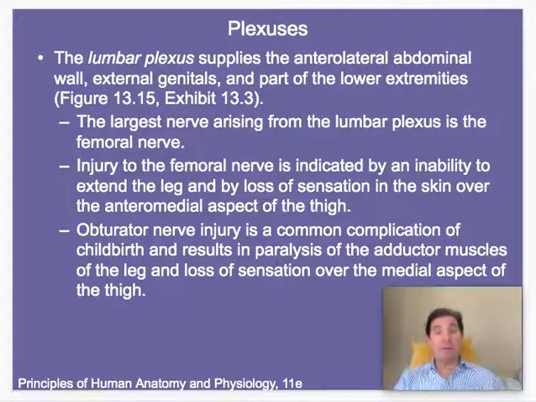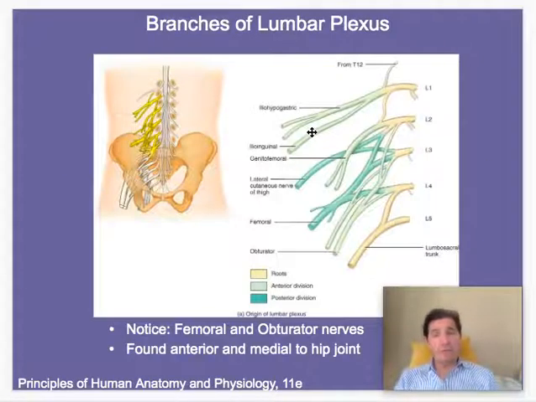We have the lumbar plexus, and the lumbar plexus affects the femoral nerve, which is the largest nerve arising from this plexus. If we have a problem with that, you may have problems extending the leg. And that's rather important to realize. We have the obturator nerve, which could be damaged during childbirth and can cause sensations that you may not expect. So when we look at the lumbar plexus, this is what it looks like.